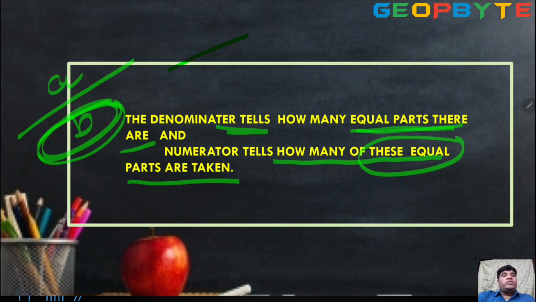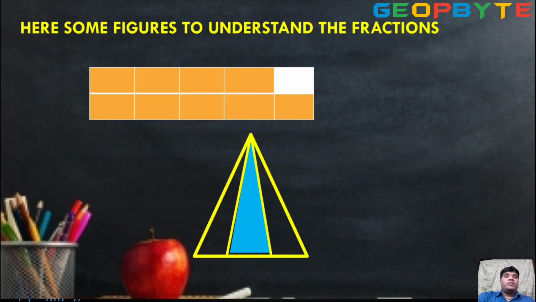Got it? Suppose we have 10 rupees. Out of 10 rupees, you are using only 1 rupee. So, 1 by 10. Easily you can understand by the diagrams. Observe the first diagram. White color box, one part used. Total how many parts? 1, 2, 3, 4, 5, 6, 7, 8, 9, 10. Out of the 10, one part is the white.